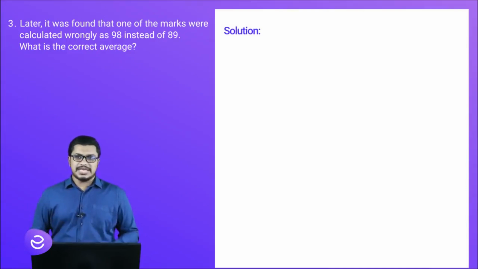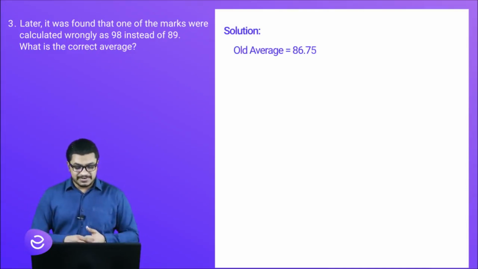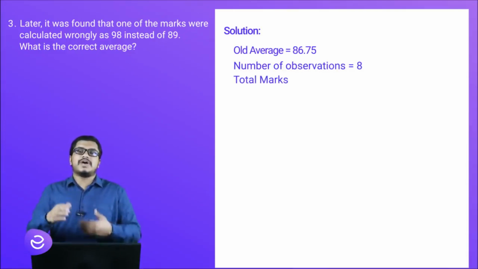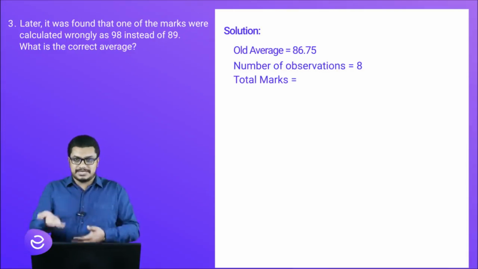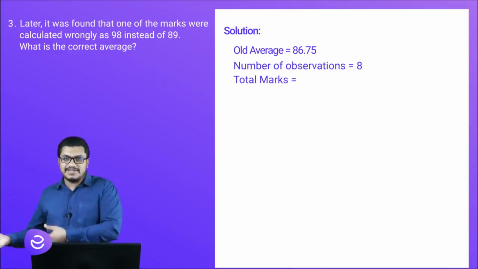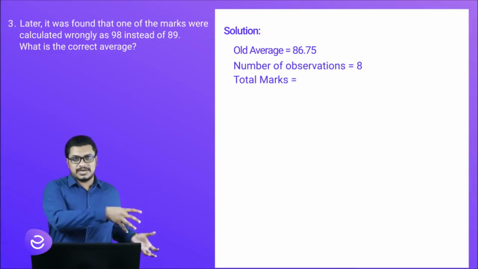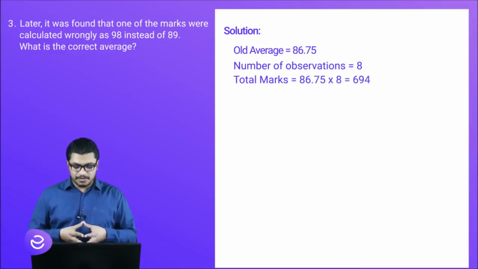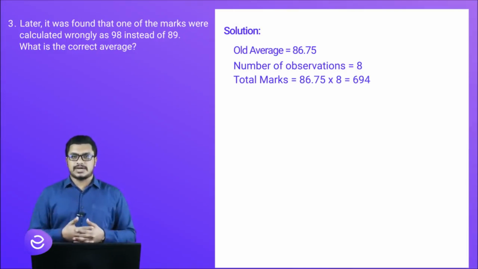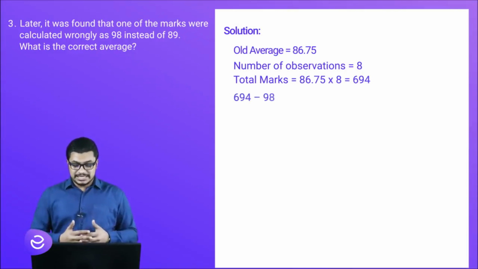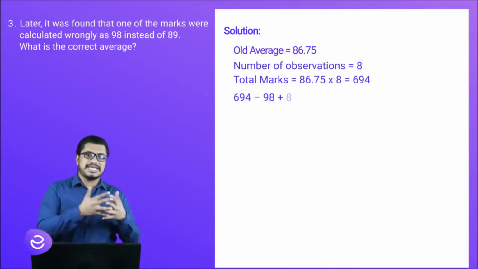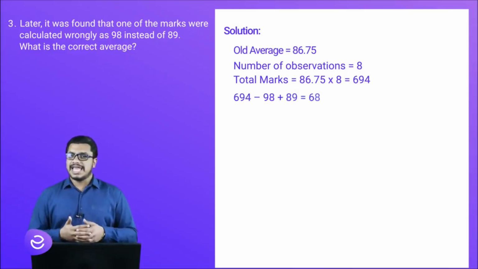If you get a question like that, the old average is 86.75, and the number of observations is 8. To find the total marks, we multiply, because we divided to get the average. Now we multiply to get the total marks. So it is actually a reverse scenario. 86.75 into 8, we get 694. Then we subtract the wrong mark, 694 minus 98, and add the correct mark, 694 minus 98 plus 89, which gives us 685.